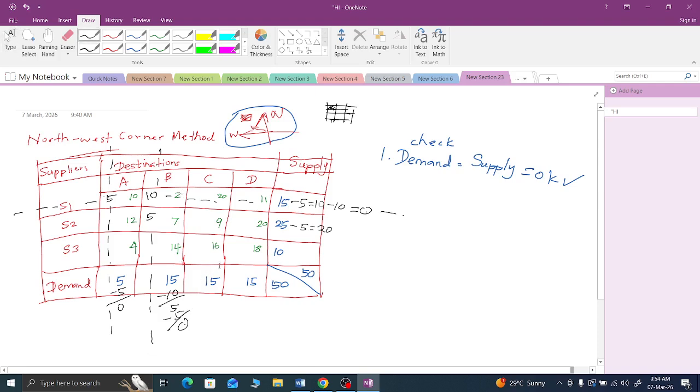So next, what we have to do here: 9, 20, 16, 18, right? Among these, which one is the northwest corner cell? This one, right? 9 is the northwest corner cell. For this cell, the maximum allocation I can give is 15. Demand is 15, availability is 20. So 20 minus 15 equals 5. Balance is 5. So I am giving 15 here, and I am going to cut this column as well because it is 0, right?